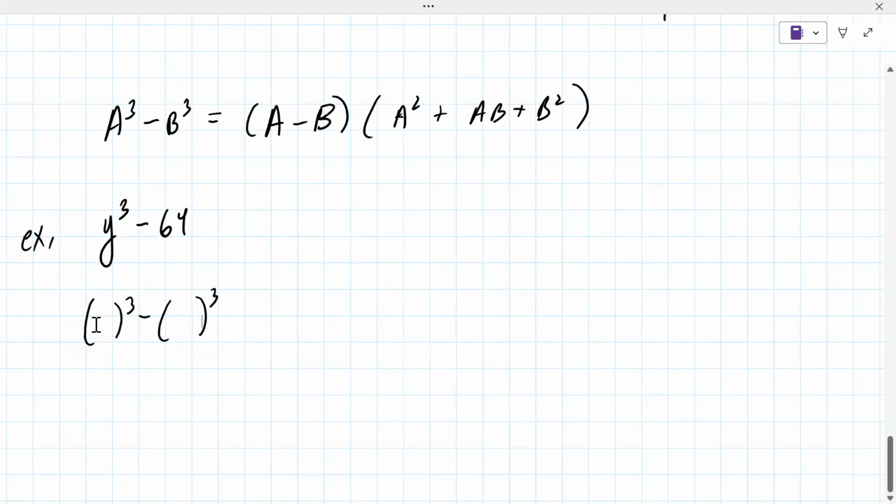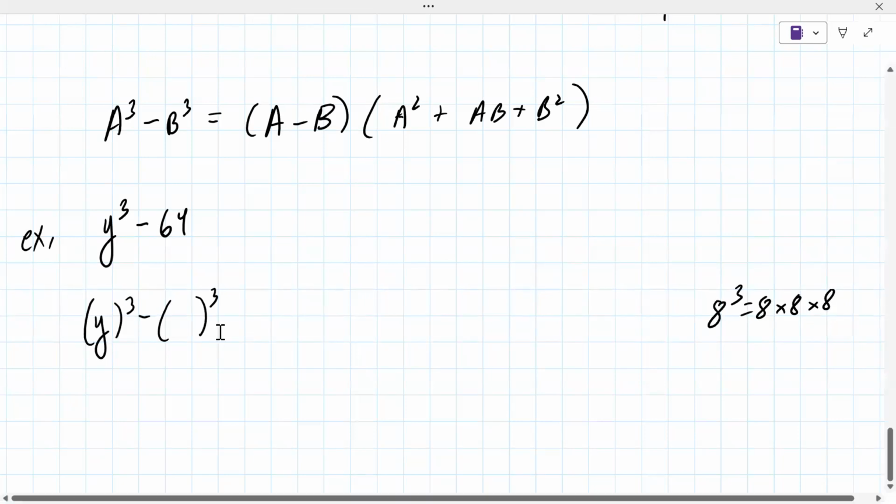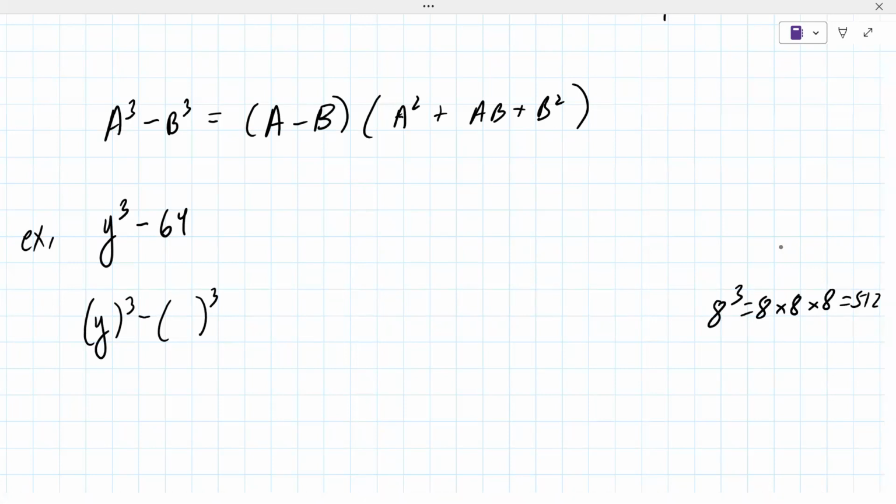So what goes in the first parentheses? What goes in the second parentheses? Is it y and 8? So 8 cubed is 8 times 8 times 8. 8 times 8 definitely gets you to 64, but times another 8 gets you to 512, which is way too big. Is it 4? Yes, that's correct. So the y is your A, the 4 is your B.